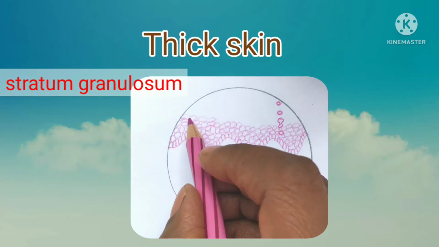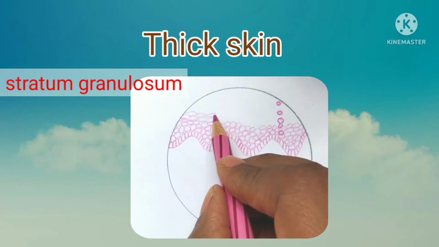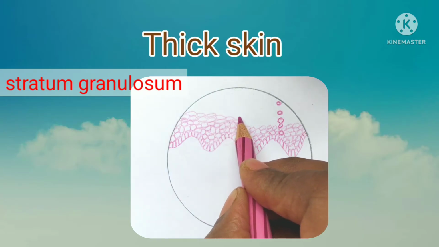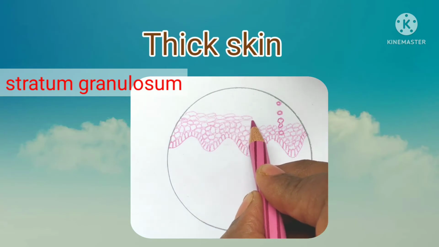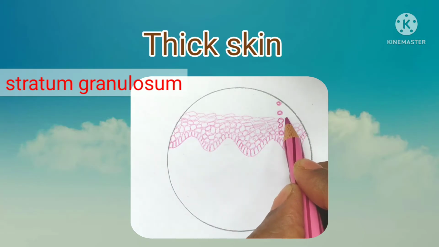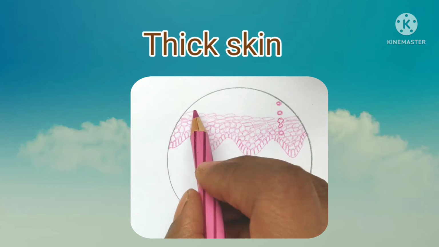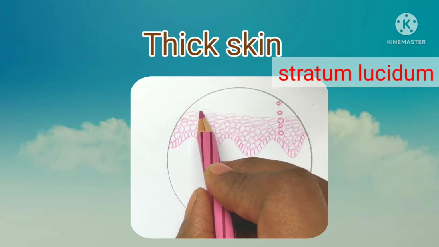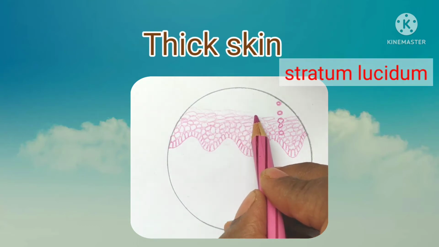The third layer is stratum granulosum. The name itself says these cells contain granules. It is 1 to 3 cells thick and they contain keratohyalin granules, which contain cysteine-rich protein aggregates which are intensely basophilic.